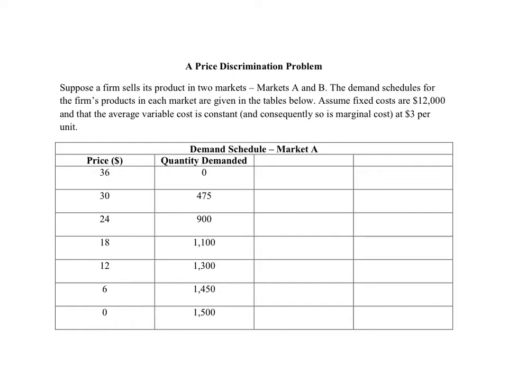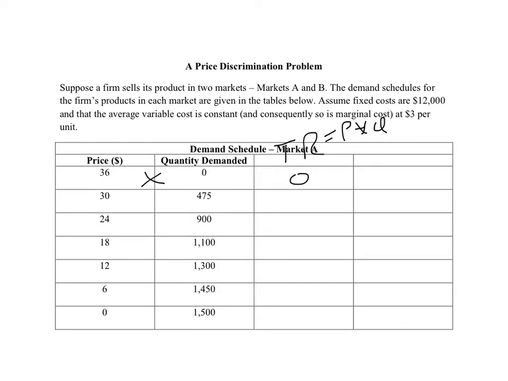The first thing we need to do, since we know our costs are constant, $3 marginal cost, $3 per unit, we need to be able to compare that to marginal revenue. To get marginal revenue, we need total revenue. So the first thing I'm going to do is to convert this demand schedule to total revenue. Total revenue is simply price times quantity. So 36 times 0 is 0.